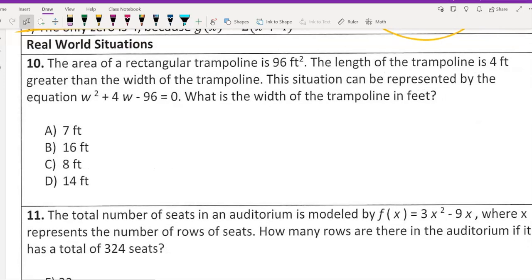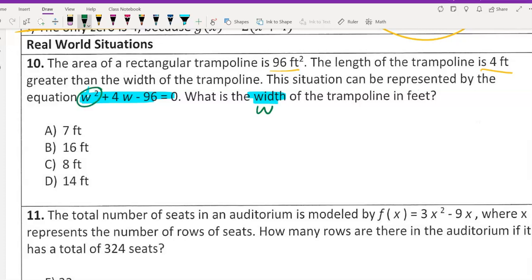All right, number 10. The area of a rectangular trampoline is 96 feet. The length is 4 greater than the width of the trampoline. This situation can be represented by the equation. Here's our equation. It says, what is the width? So if it's asking for the width, what do you think we're solving for? If you guessed W, you're correct.